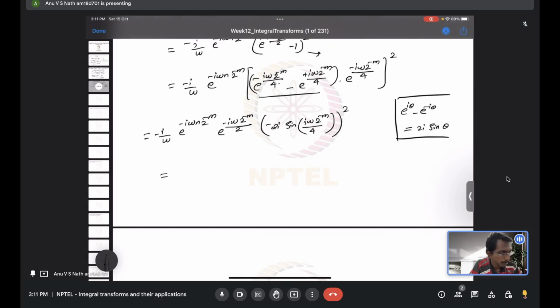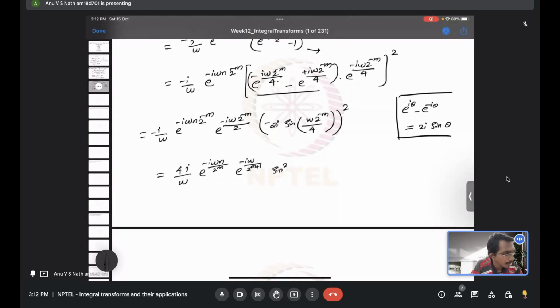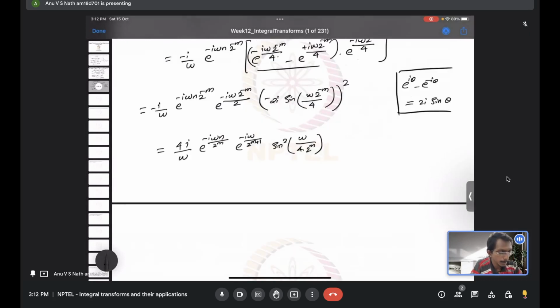So this we can finally simplify to: there is an i square which is minus 1, that will make it plus. So it's 4i by omega e raised to minus i omega n by 2 raised to n, e raised to minus i omega by 2 raised to m plus 1, into sine square, sorry, there is no i inside the sine. Okay, sine square of omega by 4 into 2 raised to n. So this is basically the Fourier transform f cap of omega.